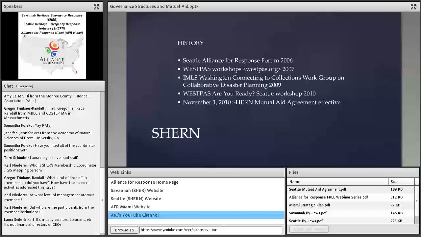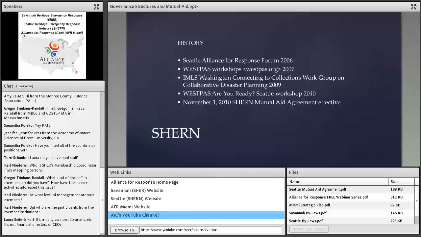So SHRN was organized in 2010, but just to give you a little history, the organization of SHRN built on the work that was done in several earlier initiatives. And the first one I've listed here is the Seattle Alliance for Response Forum, which was in June 2006. And it brought together 90 representatives of cultural institutions and first responders. And one of the things that came out of the forum was that most of the cultural institutions represented did not have a disaster plan, or they didn't have a current disaster plan. And unfortunately, this was not an uncommon situation at the time.